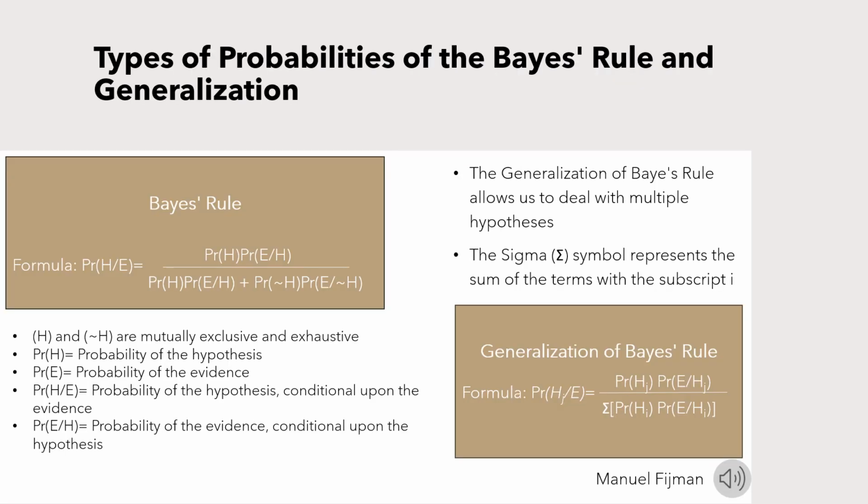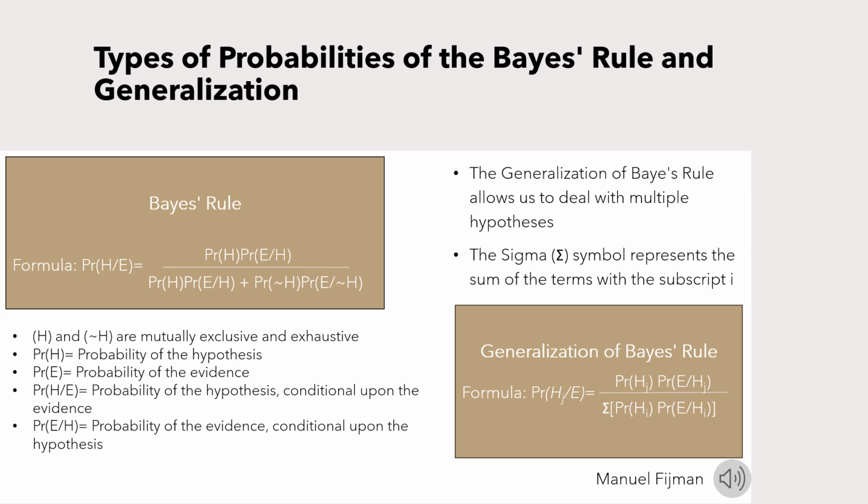Hi, my name is Manuel, and I'll be explaining the four different types of probabilities that are included in Bayes' rule, and also the generalization of the rule. First, we have Pr(H), which is the probability of the hypothesis. Then Pr(E), which is the probability of the evidence. Then Pr(H|E), which is the probability of the hypothesis conditional upon the evidence. And finally, Pr(E|H), which is the probability of the evidence conditional upon the hypothesis.